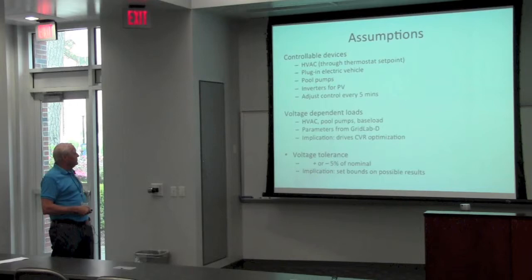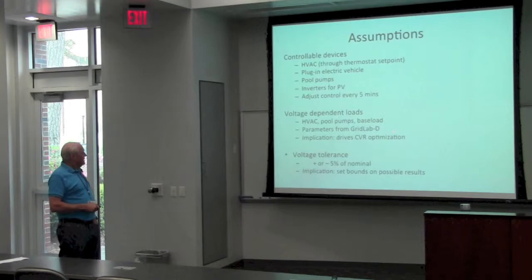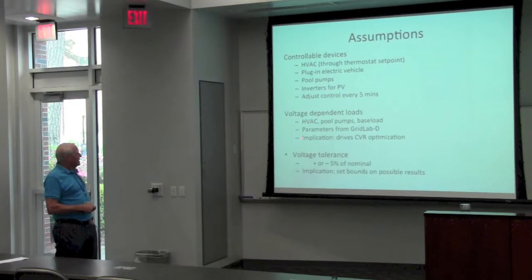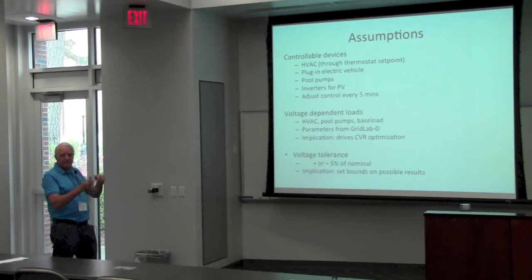We get almost all our parameters for everything that's going on in these houses from a GridLab-D simulation. There's some problems with GridLab-D that we're not sure about yet, but we look at comprehensive sort of voltage reduction kind of programs as part of what we're doing. And the voltage tolerance we're going to set is ±5% of nominal. That's the limits, the voltage limits we're going to put in place.